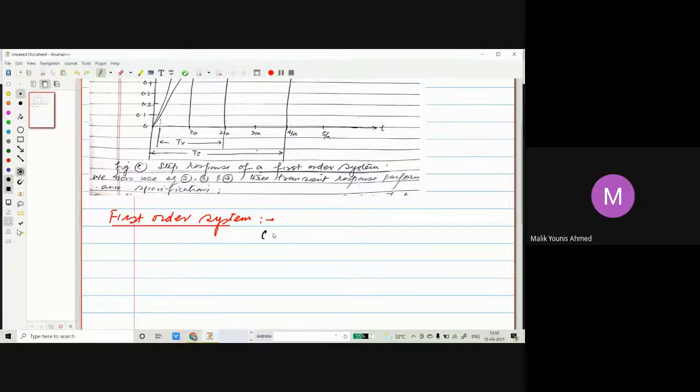C of t was equal to 1 minus e raised power minus at, and that obviously for t greater than 0. This was equation number 2. Okay, I hope up to here it is clear.